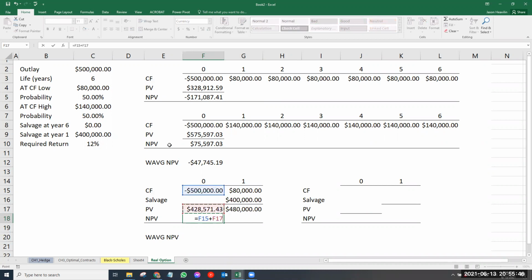Once again, add these two, and we still have a negative net present value. However, notice the difference. It's almost $100,000 better. So while the NPV is still negative, it improved a lot. Okay, let's go ahead and repeat the process here, but with a high cash flow.